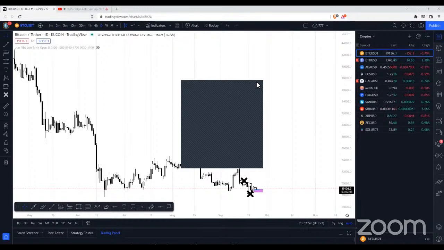Question about indicators. Okay, what's your question about the indicators? What indicators?